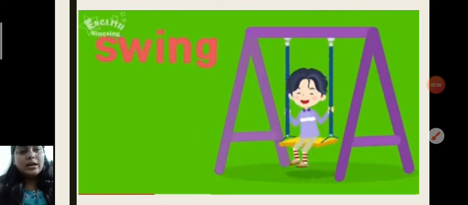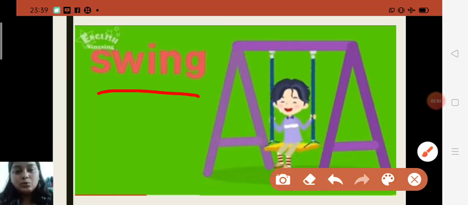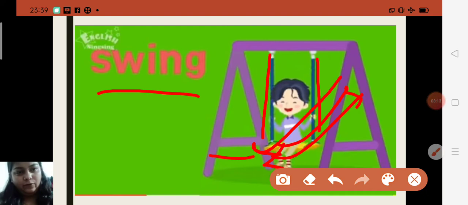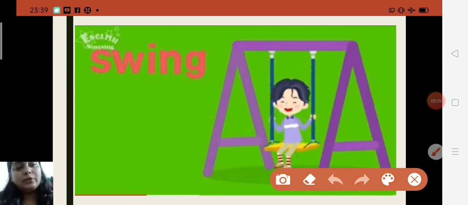Now the next one is here, swing. The spelling of swing is S-W-I-N-G. Swing. A swing is a seat suspended by ropes, or a chair on which someone may sit and swing back and forth. You will sit on this seat and swing back and forth. So this is the picture of a swing.